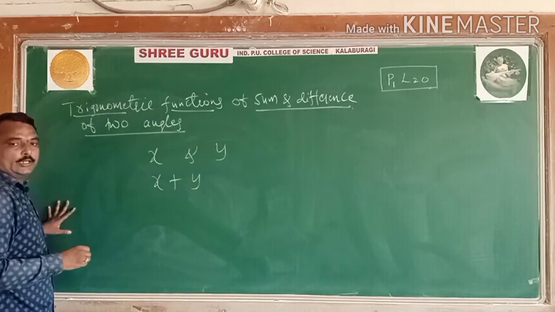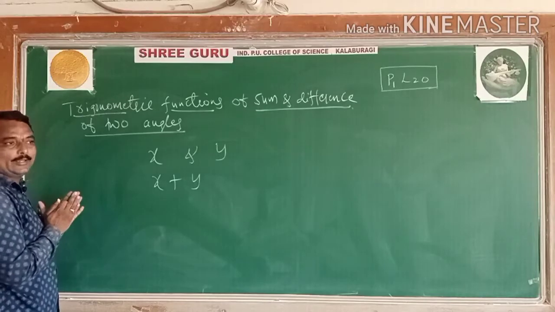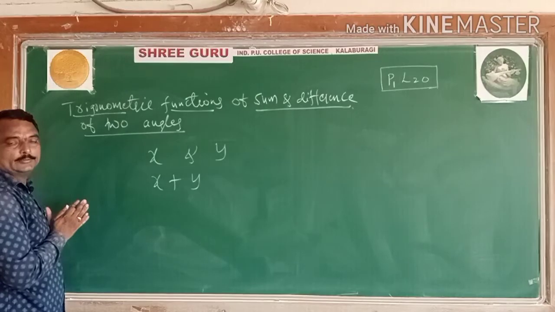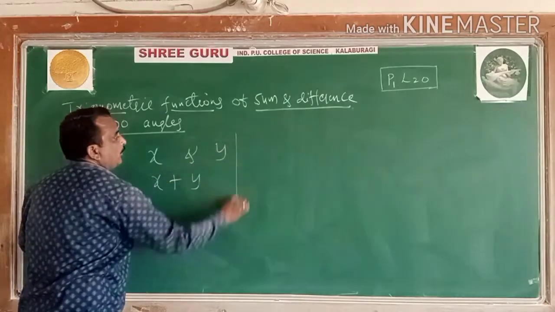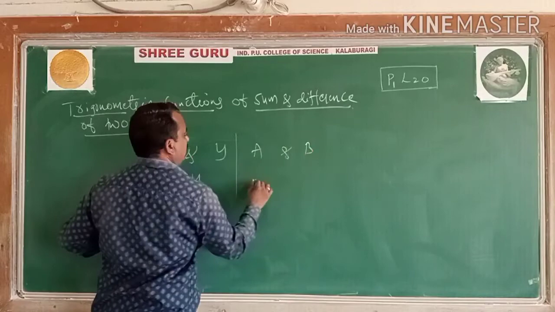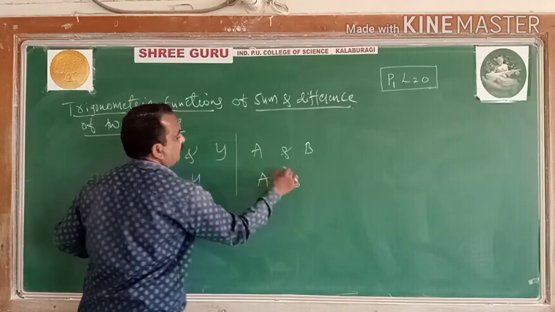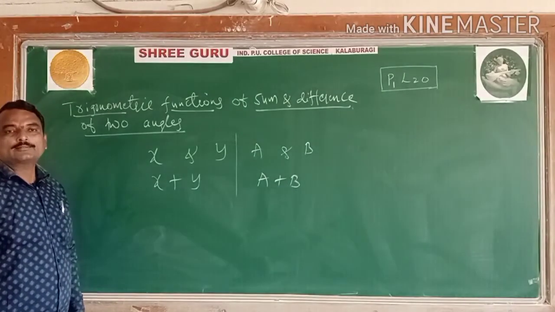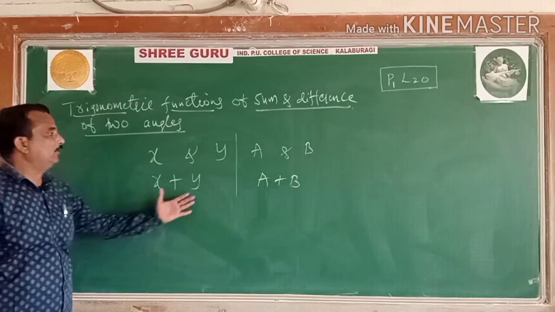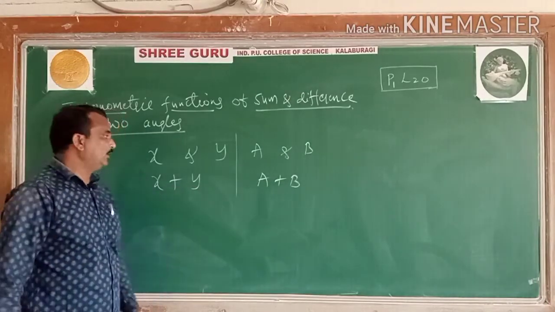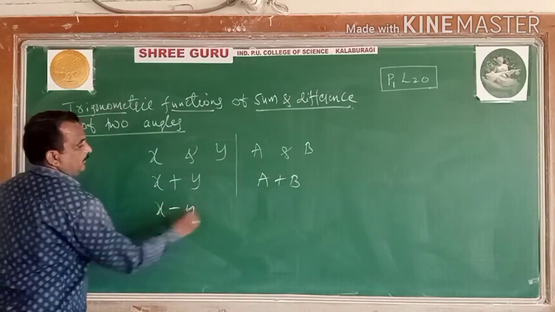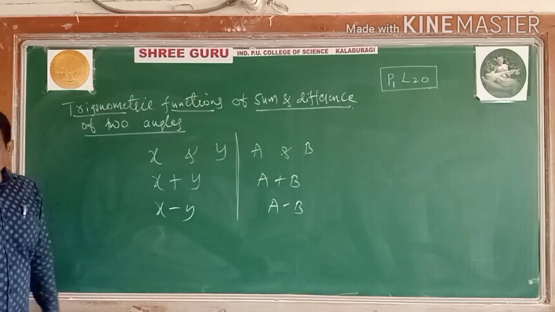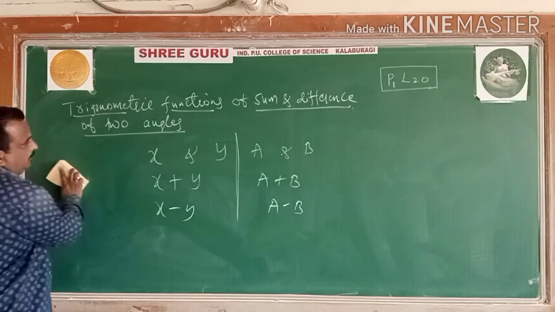Now we have to study the trigonometric functions of the sum of two angles: sin of x plus y, cos of x plus y, tan of x plus y. If you take a and b as the two angles, you have to study sin of a plus b, sin of a minus b, cos of a plus b, cos of a minus b. Like that you have to study the sum and difference of the two angles, or x minus y, a minus b.